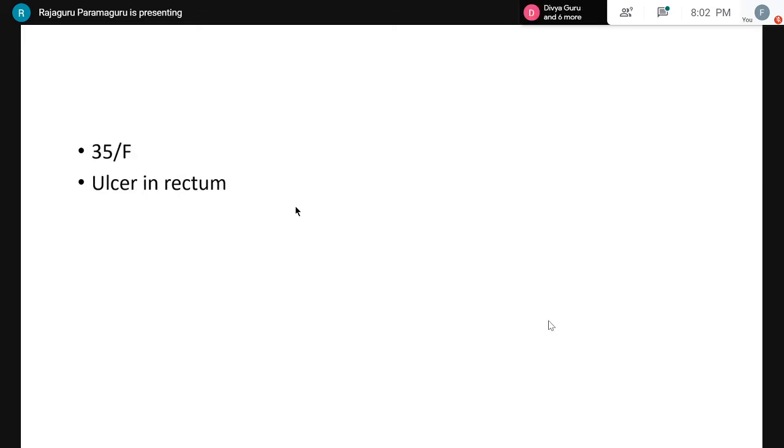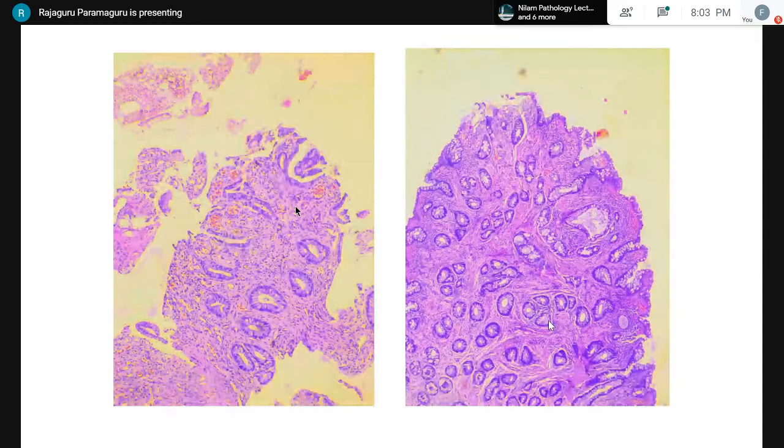Going on to the next case, a 35-year-old female presented with an ulcer in the rectum. So this is a very classical case of solitary rectal ulcer syndrome, where you have the surface epithelium which is denuded, the lamina propria which is replaced by fibromuscular stroma, and you have a disorganized crypt architecture. You can see it very well here, and the capillaries are dilated and congested over here. So this is a classic case of solitary rectal ulcer syndrome.